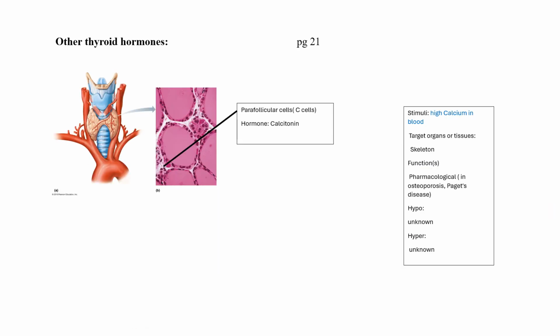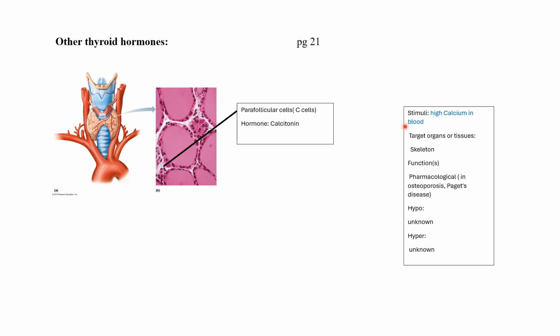Now the other thyroid hormone, we also have parafollicular cells, the C cells, which are present between the thyroid follicles. This is the thyroid follicle, and these are parafollicular cells, and the hormone they secrete is known as calcitonin. What is the stimulus for secretion of calcitonin? High calcium in the blood. When the levels of calcium in the blood are high, it is a stimulus for secretion of calcitonin.